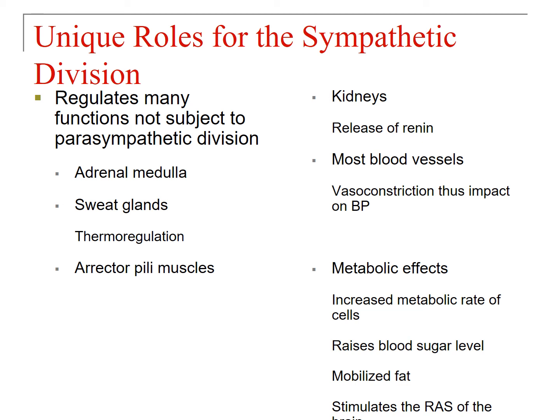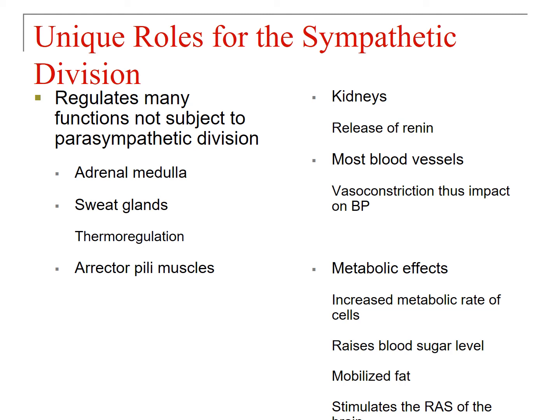It doesn't innervate them. Okay, so the kidneys, the release of renin is controlled by the sympathetic division, not by the parasympathetic. Vasoconstriction I just talked about. And metabolic effects can be controlled by the sympathetic division, but not by the parasympathetic.